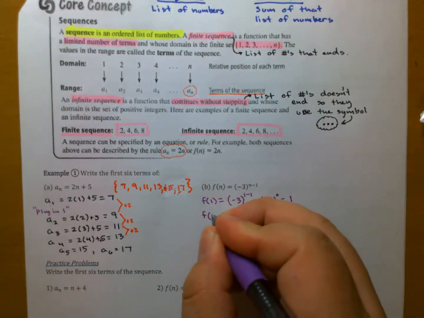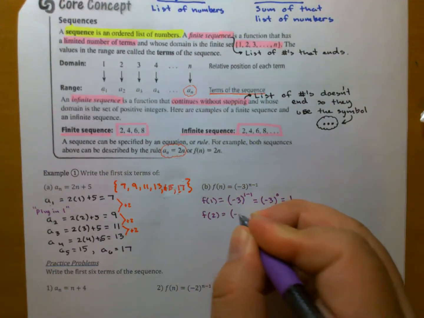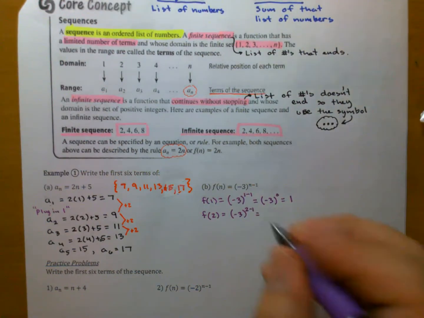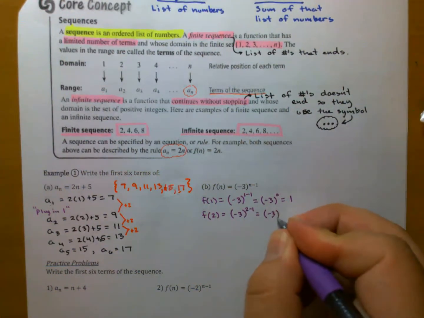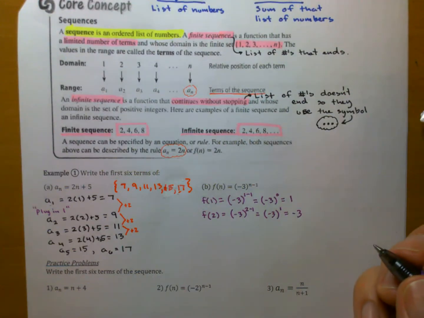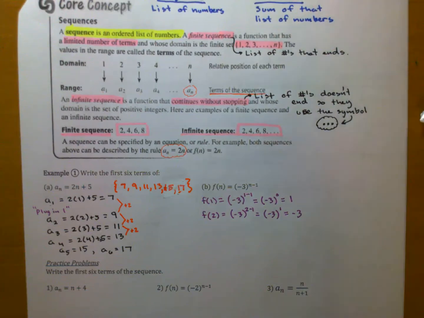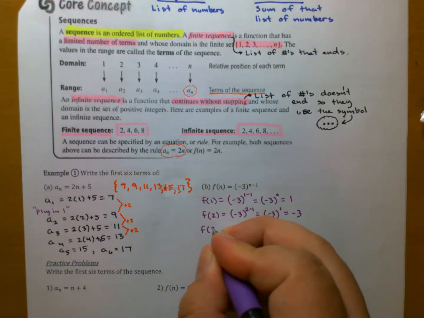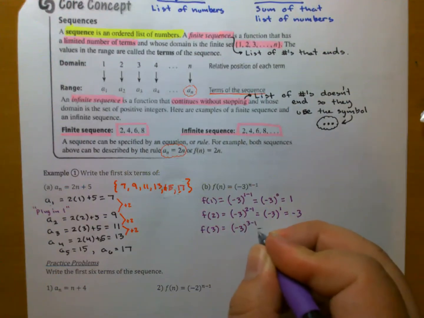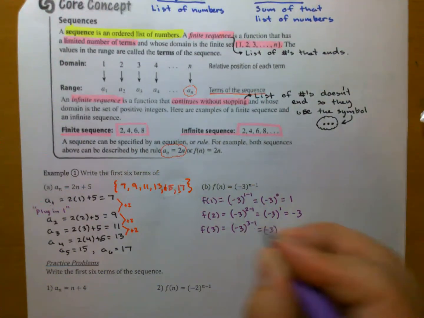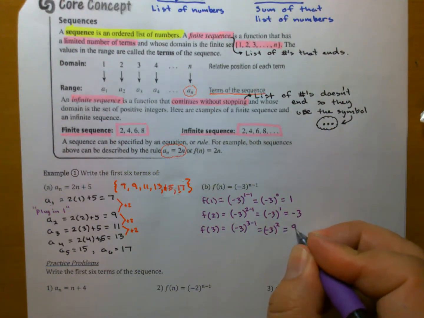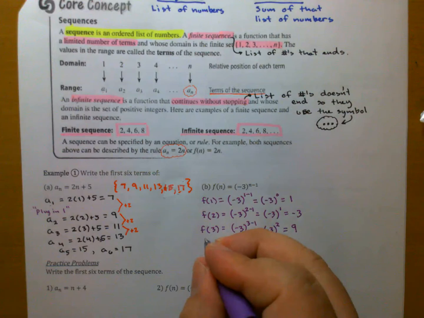F of 2 would be next. So that's negative 3 to the power of 2 minus 1. Again, we're just plugging in numbers. But that would be negative 3 to the power of 1, which is negative 3. Well, I don't see a pattern showing up yet, so let's see. F of 3 would be next. So negative 3 to the power of 3 minus 1. So that's negative 3 to the power of 2. All right, so let's see what we get here. That's a positive 9. All right, I still don't see a pattern.